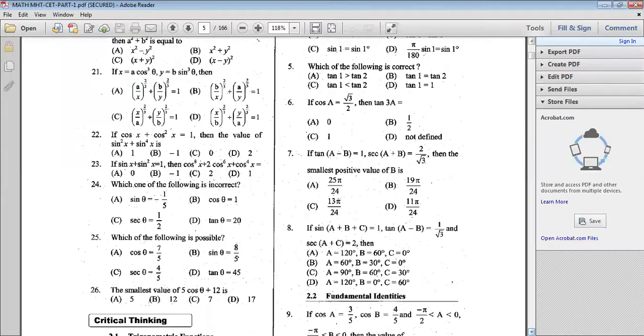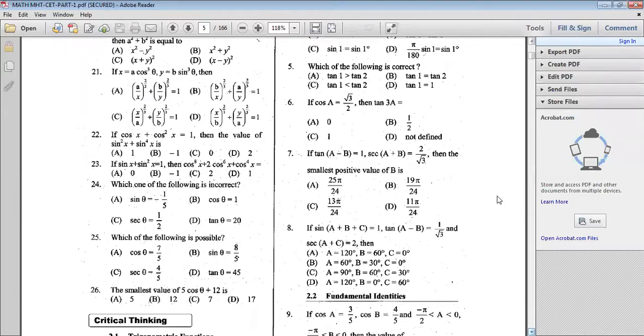But here 1 by 2 was given. 1 by 2 lies in between minus 1 to 1. Secant theta never gives the value in between minus 1 to 1. That's why C, that answer is not possible. So that is our correct option. C is our correct option.